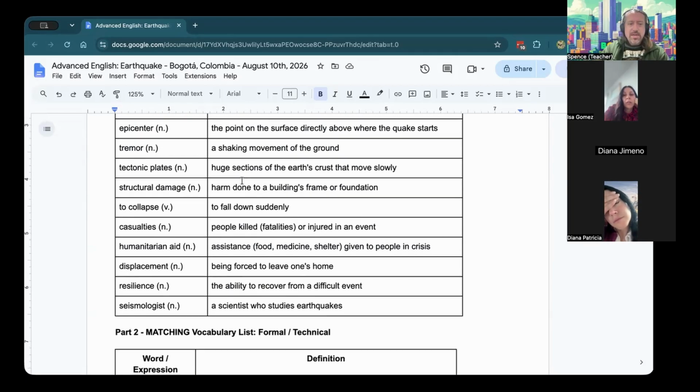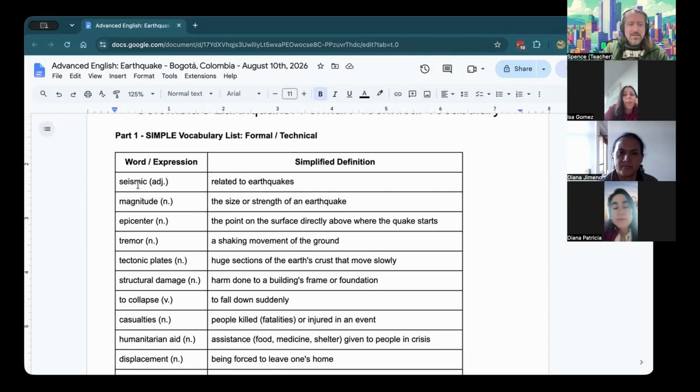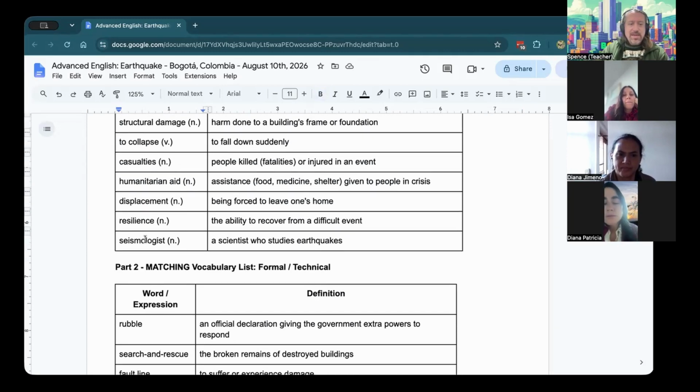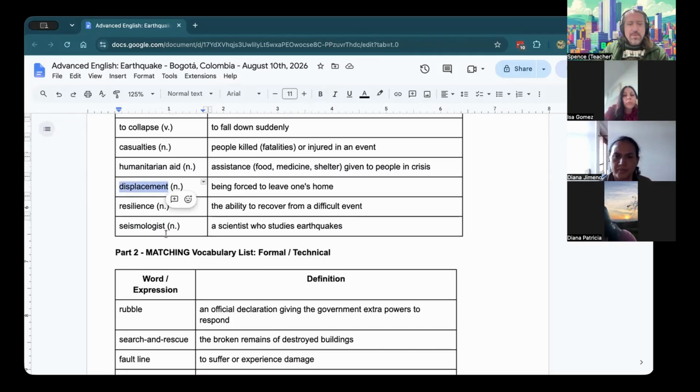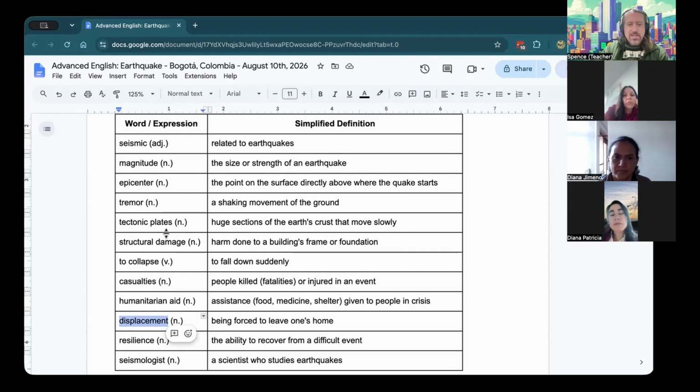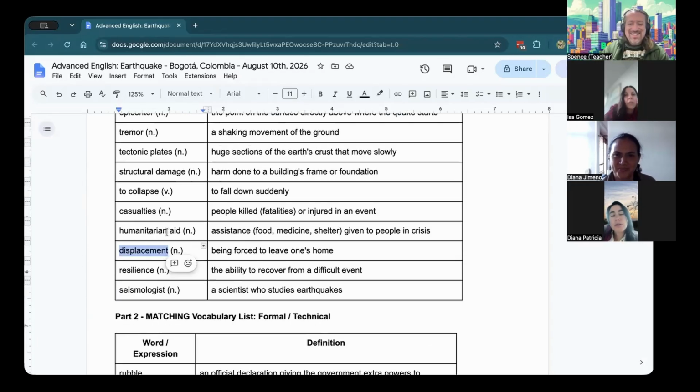Yeah, so just like we had before, we had seismic, right? Here we have seismologist. So we have some connection there. And then displacement, obviously in the history of Colombia, we have people who are displaced because of armed conflict. We also have people who are displaced because of natural disaster. So two different types of displacement. Okay. Any questions on these words before we move to the next exercise? No. Clear. Okay. Thank you, Isa.